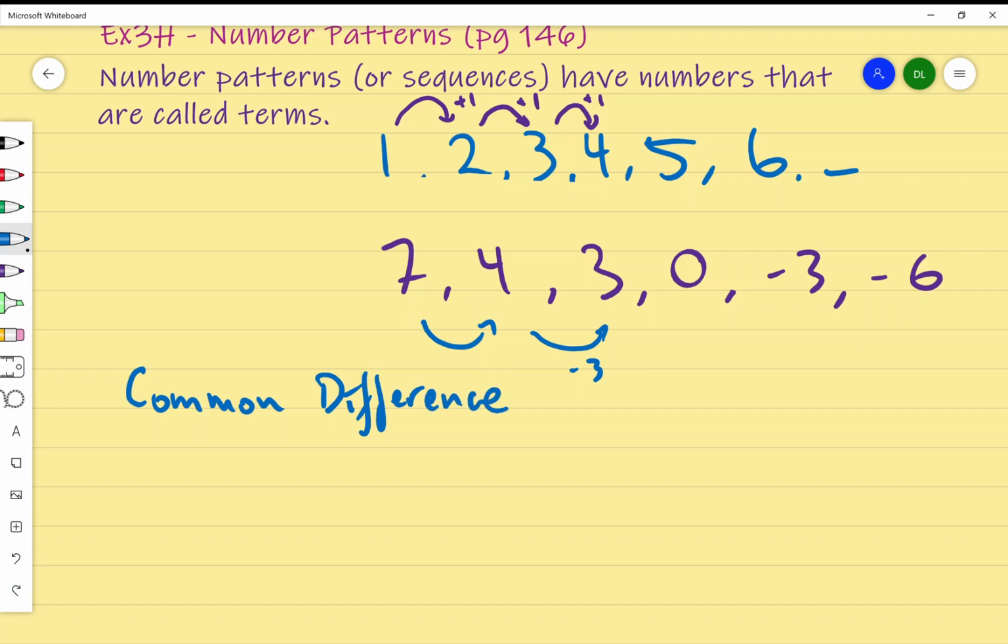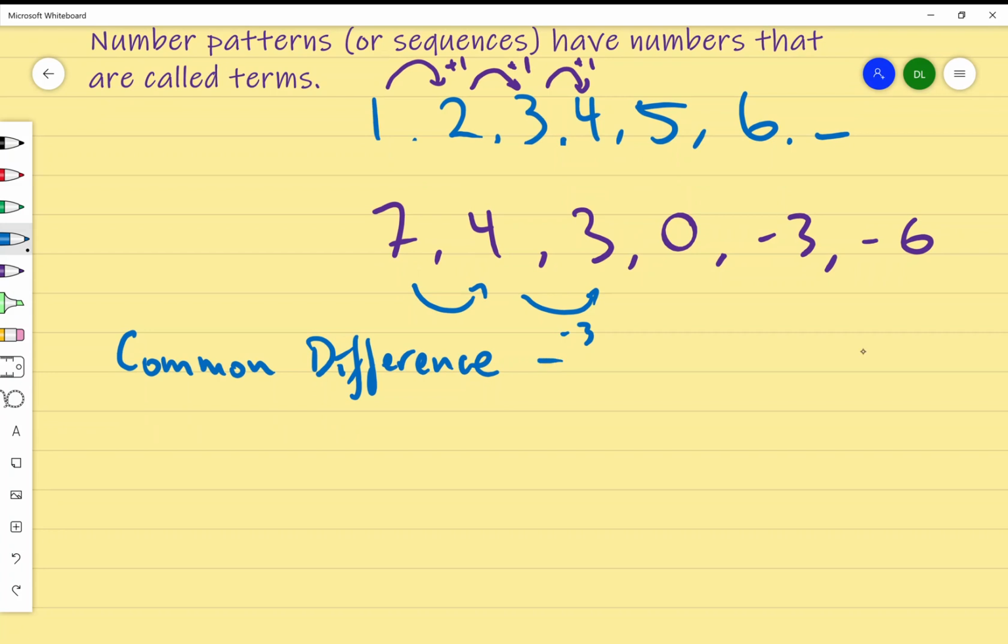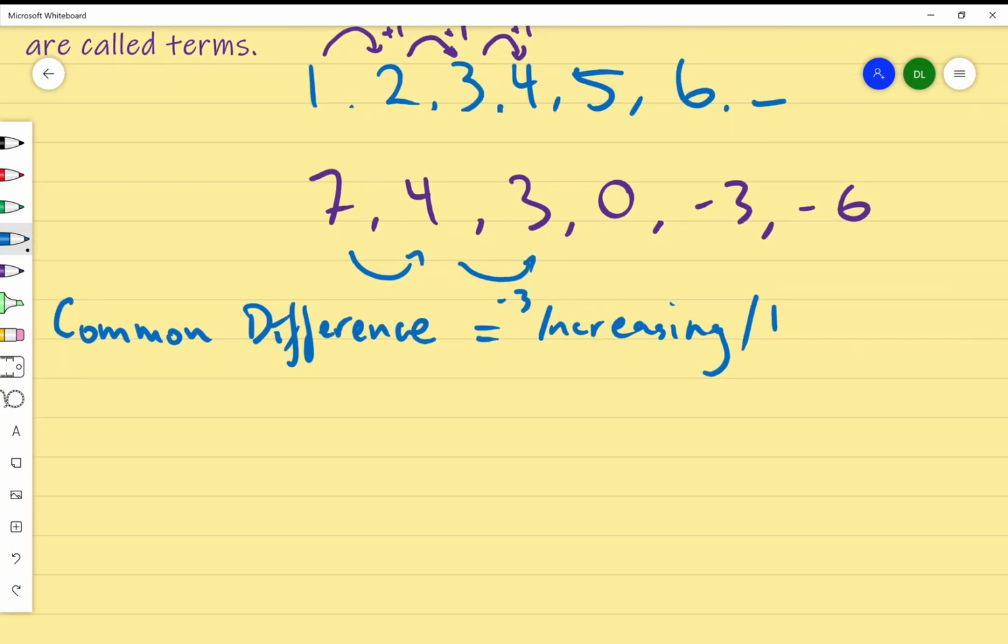Difference. Now, common difference just means we're increasing. Can you guys read that up the back? Yep. Increasing or decreasing the same amount. Increasing or decreasing the same amount. That's all that is.